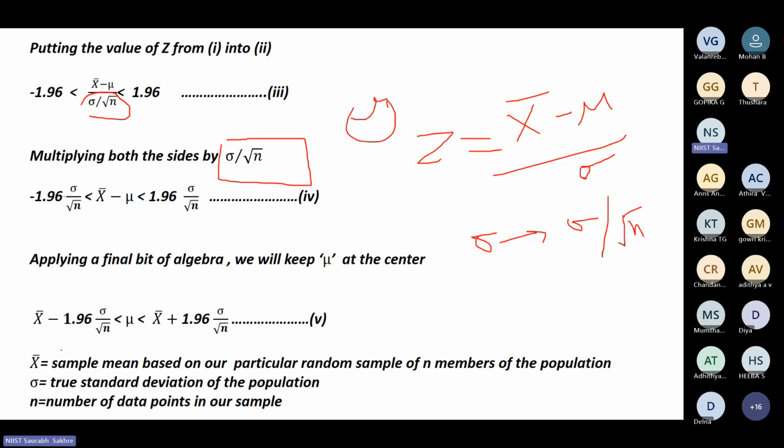So I will send my x on the other side. So here I have sent my x. Here it will be bar x minus 1.96 sigma by root n less than mu, which is less than bar x plus 1.96 sigma by root n. Here it will be minus, here it will be plus. I simply send my bar x on the other side.